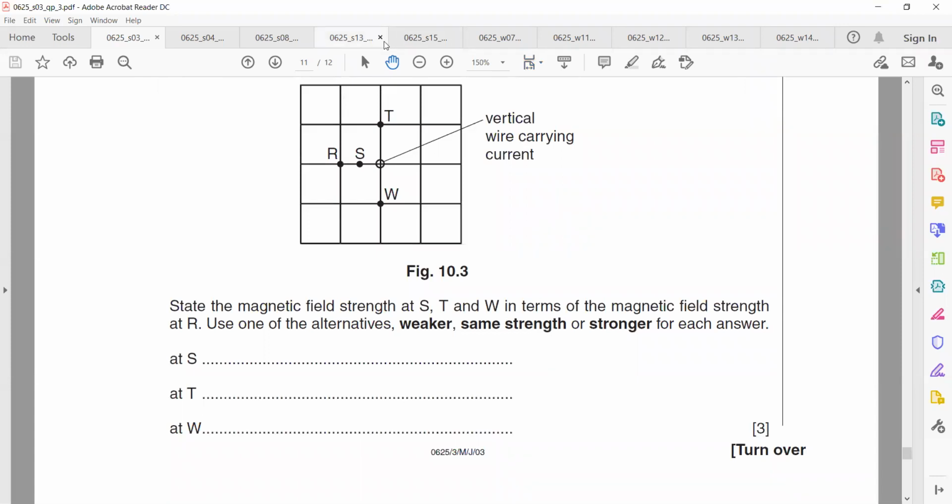When we compare the magnetic field at S with the magnetic field at R, what will be the magnetic field at S compared to R? The point S is closer to the wire. So if it is closer to the wire, it will be stronger.